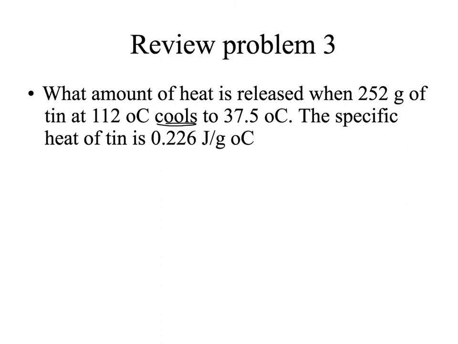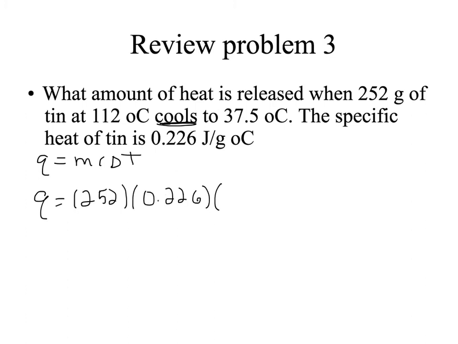Our next one, we have what amount of heat is released when 252 grams of tin is cooling. So remember, if you see that word cool or if you see the word heat, that should be an indicator to you that you're using Q equals MC delta T, which probably at this point is one of the easier equations for you to do. So we'll have Q equals M, the mass, 252, the specific heat, 0.226, and then just remember delta T sign is very important. It's always final temperature minus initial. So this tin ended at 37.5 degrees. It started at 112 degrees. So that will give me a negative temperature change.